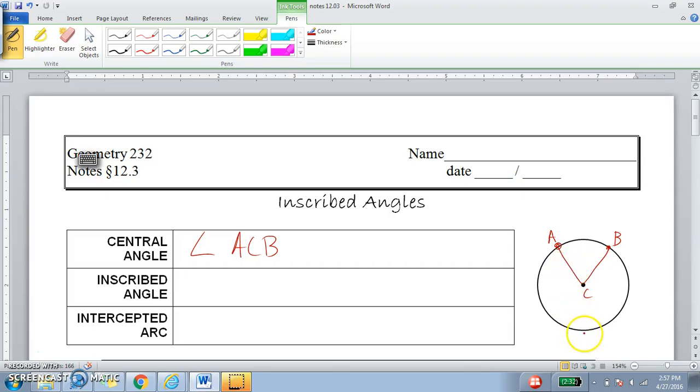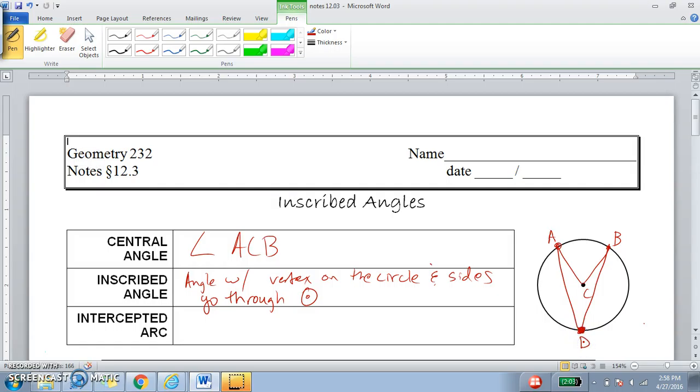An inscribed angle, however, is if I take a point on the circle and make an angle with two other points on the circle. Okay, so it's an angle with the vertex on the circle and the sides go through the circle. So it starts on the circle and then the sides go up or across or whatever through the circle. So we'll call that point D.